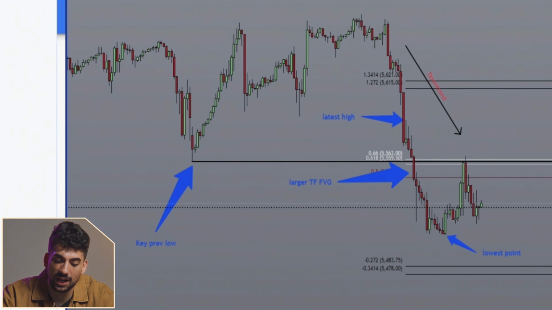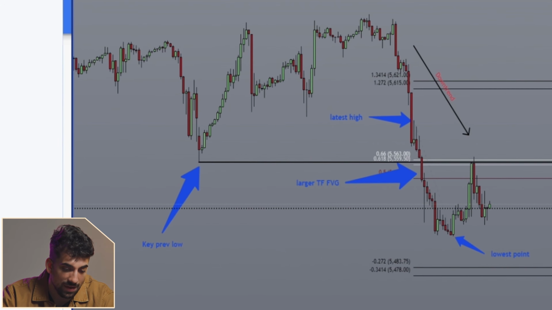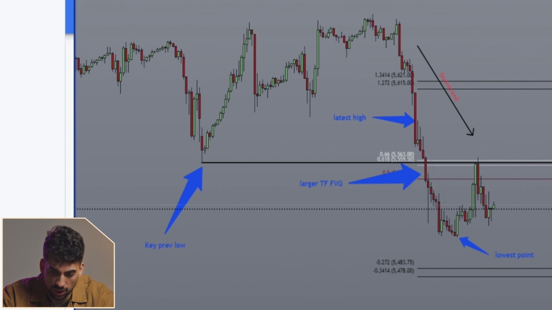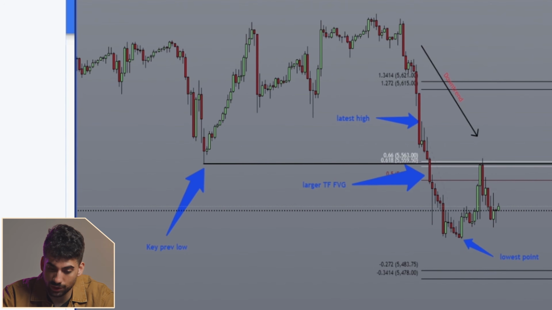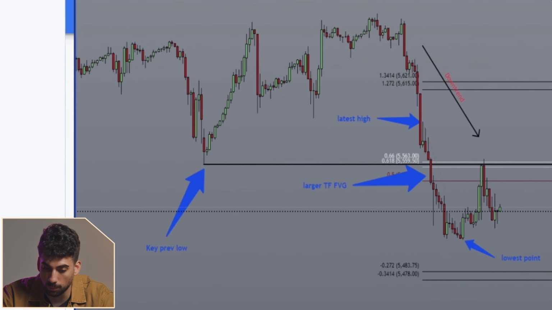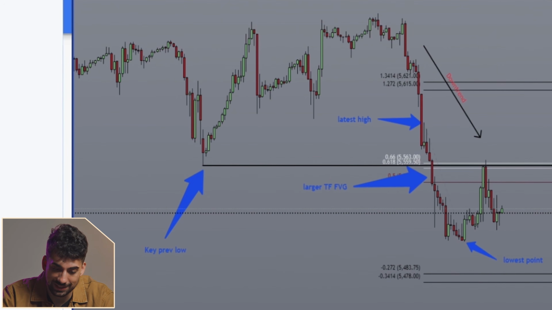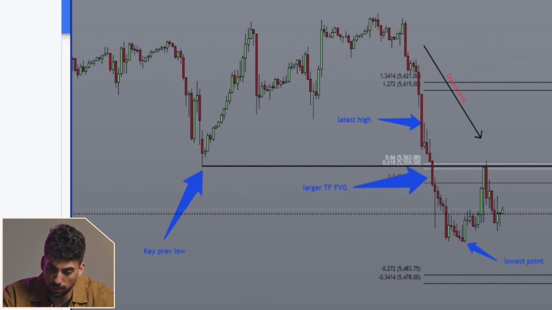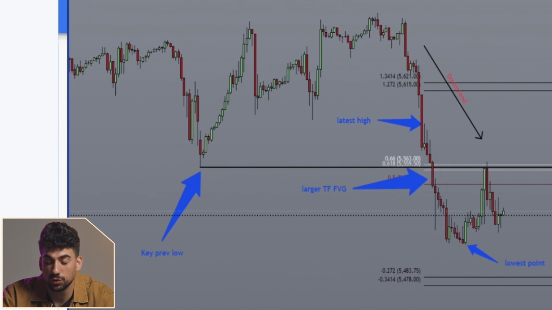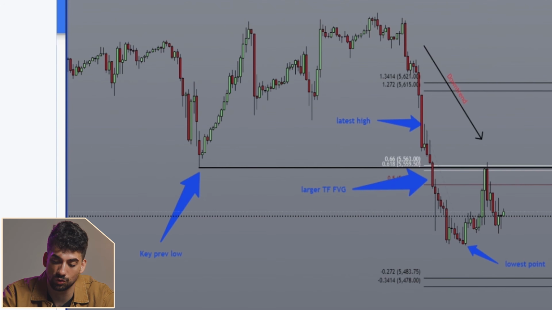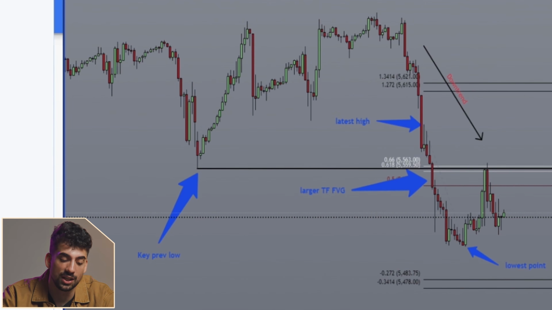Here we have price make an obvious move to the downside. We have the latest high marked out by the candle. We have the key previous low that gets flushed, a larger time frame fair value gap, which is a bearish one. We have the lowest point of that trend, which also ends up being a pre-market low. We see price, market opens, retrace exactly to the bearish golden pocket, in combination with the bearish fair value gap and a key previous low to give us a rejection for price to continue lower. That would have been the optimal entry with the highest risk to reward trade that you could have caught.